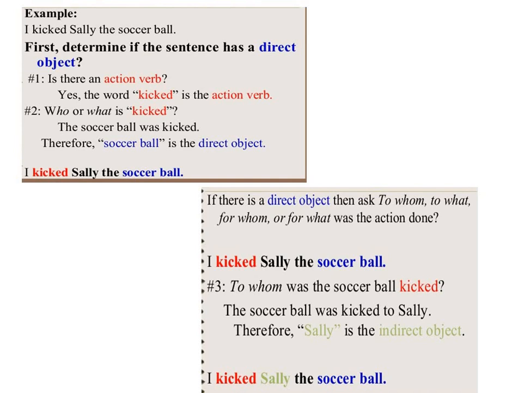But you have to keep in mind this thing, that if there is an action verb, only then is there a direct object, and if there is a direct object in a sentence, only then is there an indirect object. If there is no direct object in the sentence, there would be no indirect object in the sentence.